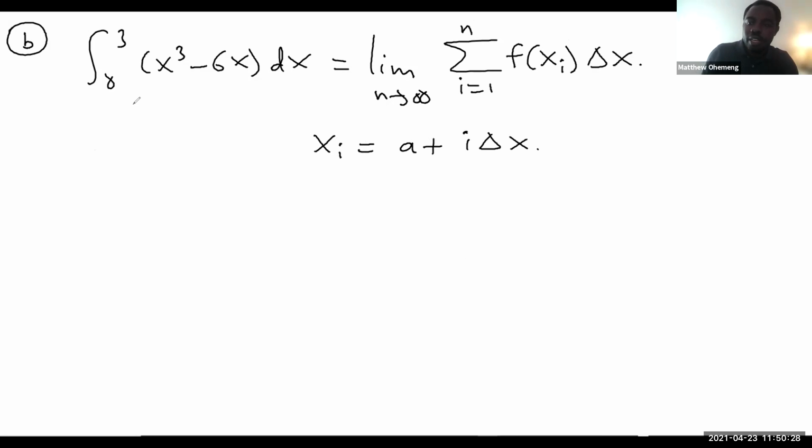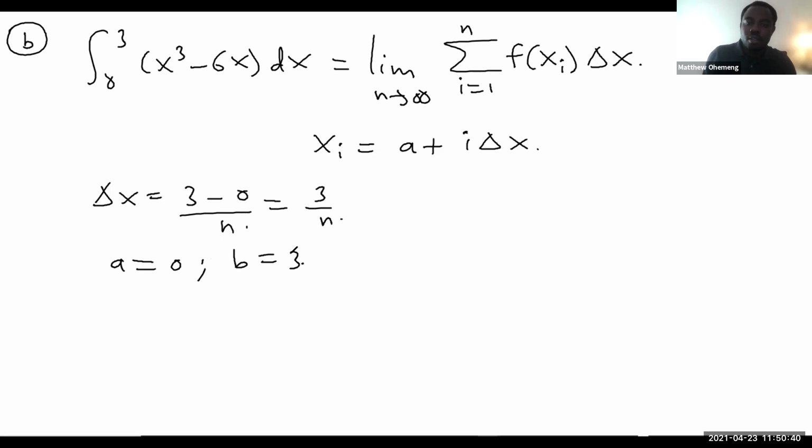Okay, so now let's do this. For the interval 0 to 3, what is delta x? It's 3 minus 0 over n. So that means you get 3 over n. What is a? a is 0, and b is 3. So that means that our s sub i will be equal to what? 0 plus i times delta x, which is 3 over n. So that means s sub i is 3i over n.